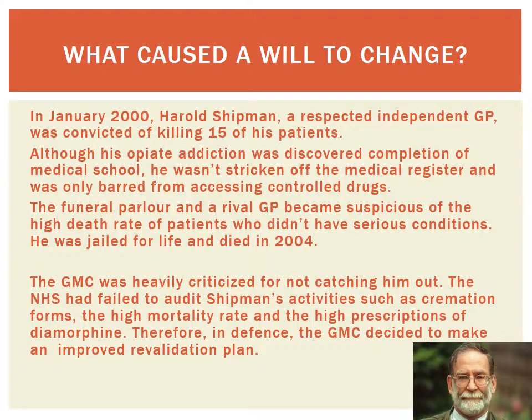Because they didn't catch Harold Shipman, the GMC was criticised, and also the NHS had failed to audit Shipman's activities such as cremation forms and the high mortality rate and high prescriptions of diamorphine. So in response, the GMC decided to make an improved revalidation plan.